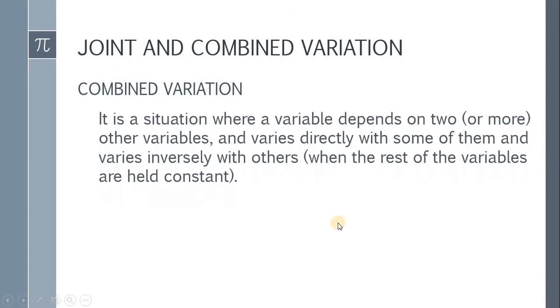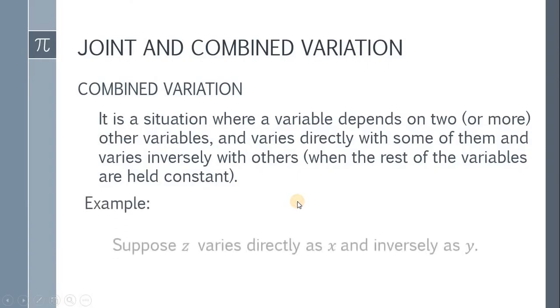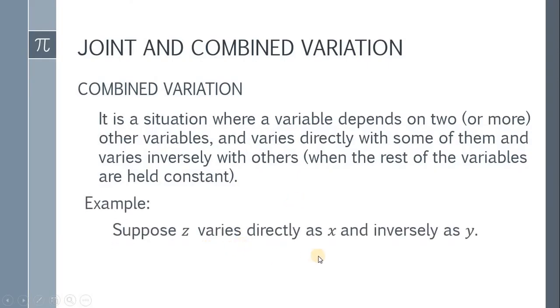Next, how about combined variation? Combined variation is a situation where a variable depends on two or more other variables and varies directly with some of them and varies inversely with others. In short, yung joint variation kanina is puro siya varies directly, while in combined variation, ito ay halo. Merong varies directly at merong varies inversely. Now, for example, suppose that z varies directly as x and inversely as y. So yung ating variation equation can be rewritten as z is equal to k times x divided by y.